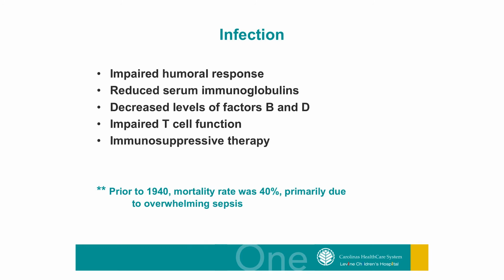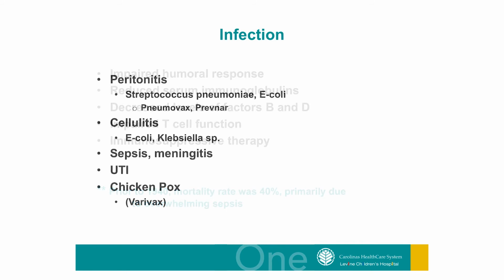They have decreased factors, factor B and factor D, which help them deal with opsonization of encapsulated organisms. They have impaired T cell function, and they've been on long-term immunosuppressive therapy. Like I said earlier, prior to 1940, the mortality rate was 40% in the population that we deal with, mostly due to overwhelming sepsis. So things we worry about in our world are acute peritonitis from strep pneumo as well as E. coli.